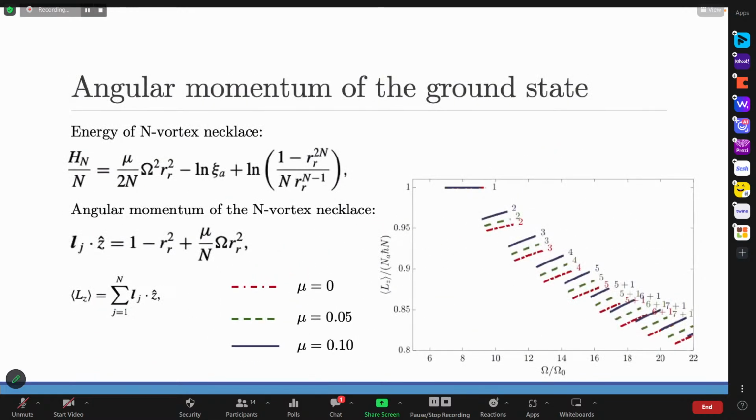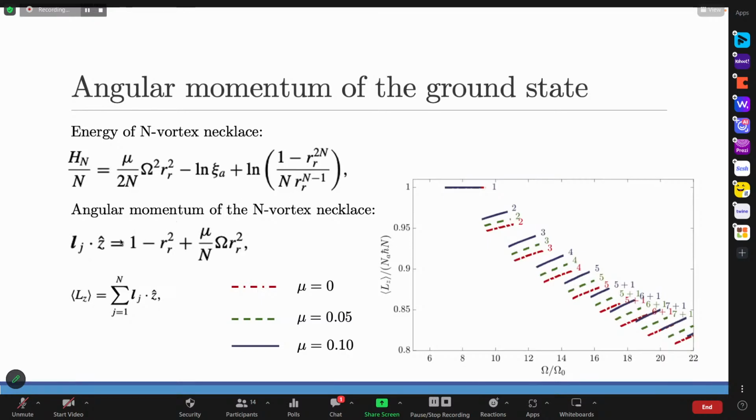Another thing that this point vortex model can output is the energy of the n-vortex necklace. You can compute the total energy of the system. Here is the result. I skip the details, but you can recognize the kinetic term that comes from the presence of these masses that are orbiting. Here there is a sort of 0-point energy, which is the energy cost to create one vortex. And here is the interaction energy between the vortices.